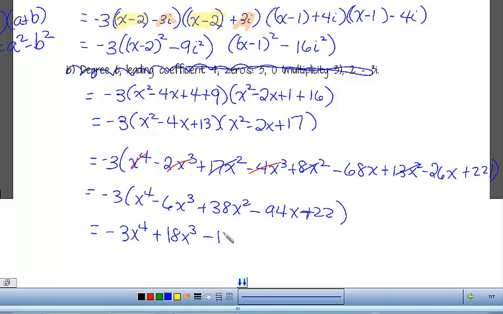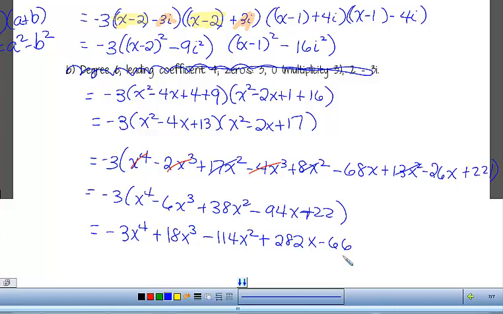Minus 114x squared plus, I got 282x minus 66. And that's it. That was a good bit of work, but you had to just persevere. Questions about that?